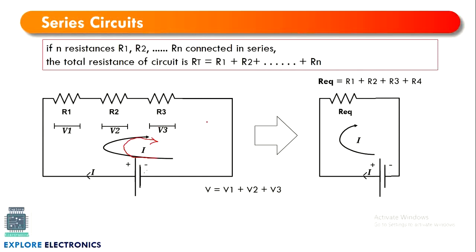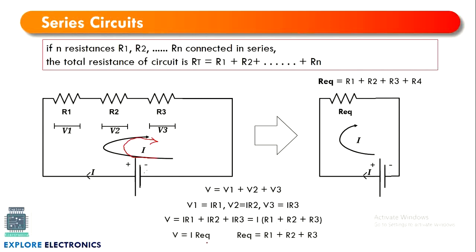Now the voltage is V1 plus V2 plus V3 and individual voltages are V1 is equal to I1 R1, V2 is equal to I2 R2 and V3 is equal to I3 R3. And if we write the expression in terms of resistance equivalent, it is I into R equivalent. And R equivalent is R1 plus R2 plus R3.